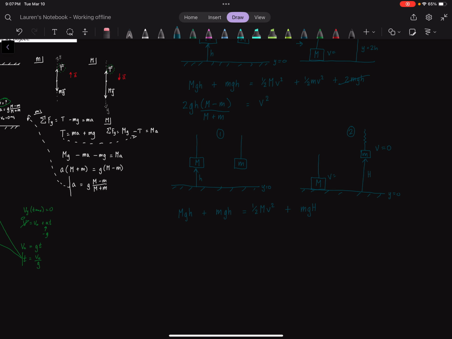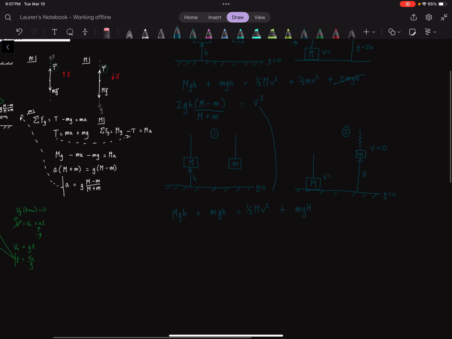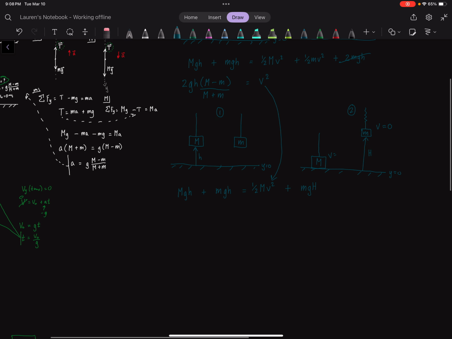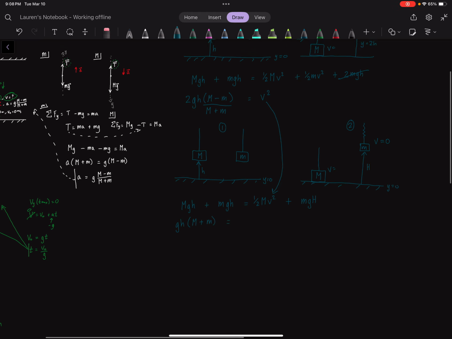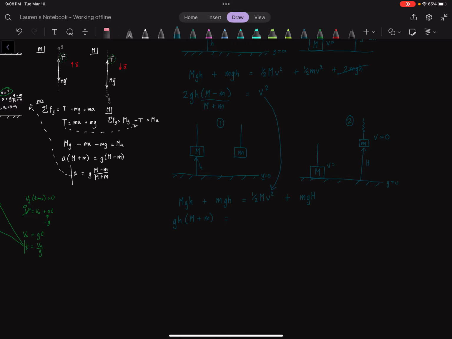And now we know what v squared is, so we can plug that in and solve for H, right? So we have g h, big M plus little m on the left side. Then we're going to be plugging in this. I've got to make sure I don't make any mistakes, so I'm going to go ahead and write it all out.